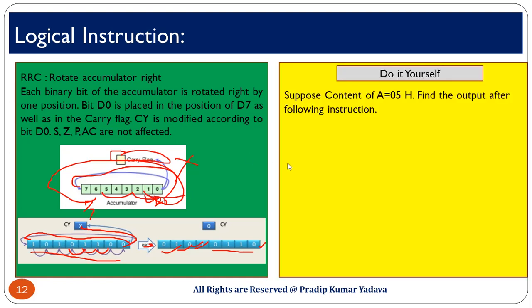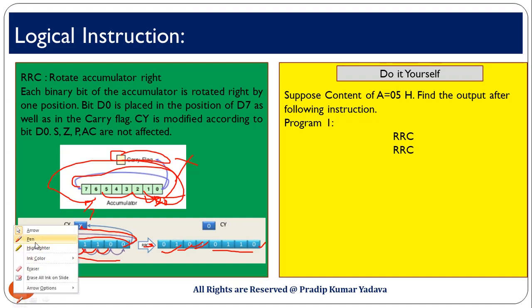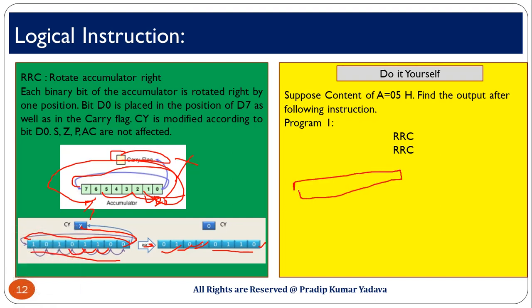Now see, the content of accumulator A is equal to 05, and you have to perform the program RRC. So let me explain it. Firstly, you have to draw 8 bits. 05 means 0, 0, 0, 0 and 5 is 0, 1, 0, 1. This is 05.